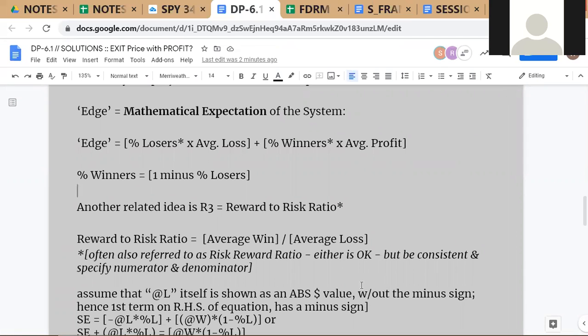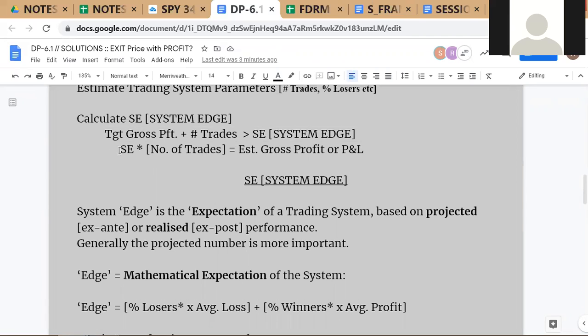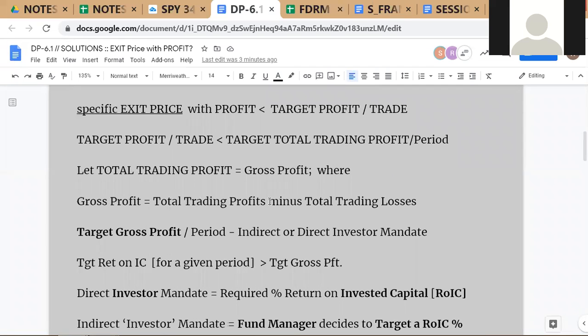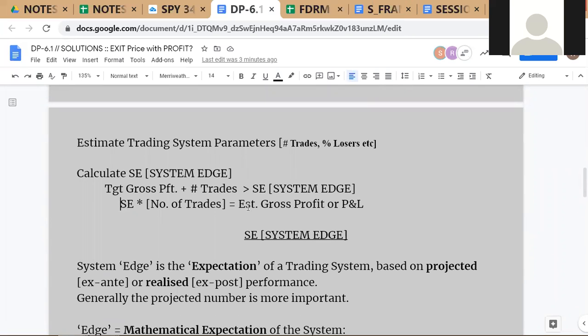Now we have another important thing to show you. Once you calculate the system edge, one of its implications is that if you multiply the system edge by the total number of trades, not the number of winning trades or losing trades, but the total number of trades, you will get the estimated gross profit of P&L. Gross profit is equal to total trading profits minus total trading losses, that is, the total of all winning trades minus the total of all losing trades. So system edge into number of trades is equal to estimated gross profit. Now we can test this figure.